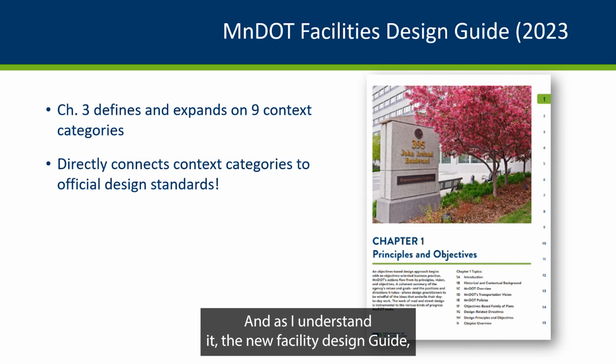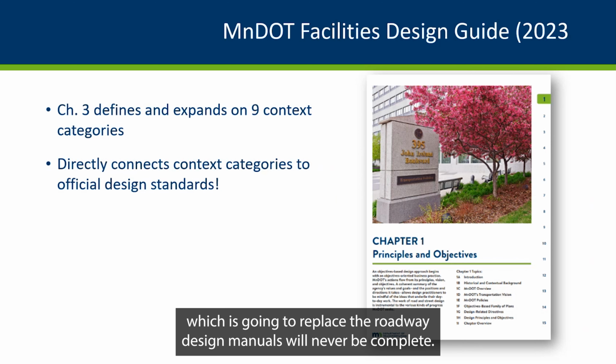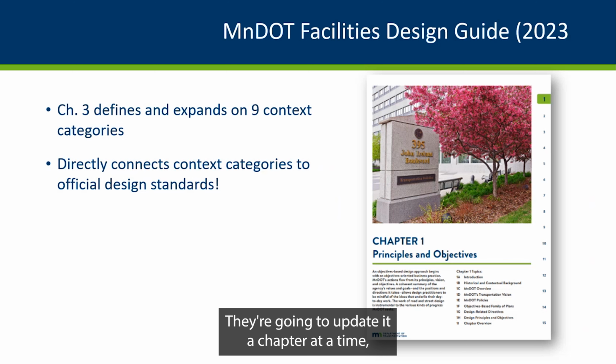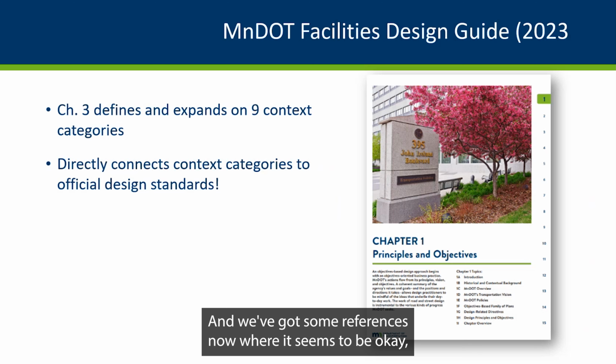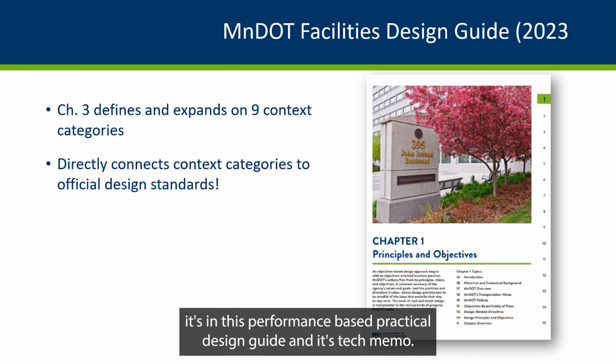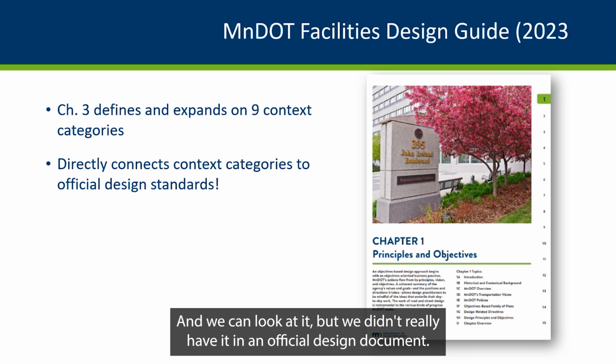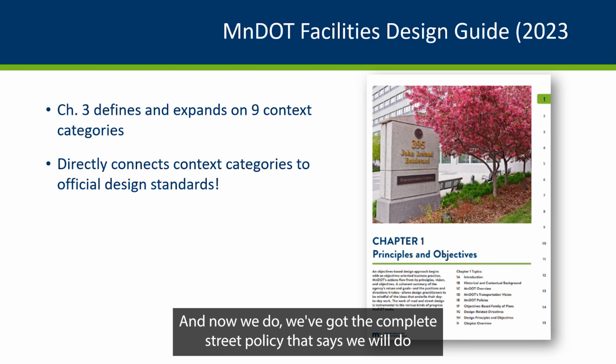Which is out now. And as I understand it, the new facility design guide, which is going to replace the roadway design manual, will never be complete. They're going to update it a chapter at a time. It's been going for years, but this chapter's done. So yay, we've got it. And we've got some references now where this used to be, okay, it's in this performance-based practical design guide and in this tech memo, and we can look at it, but we didn't really have it in an official design document, and now we do.